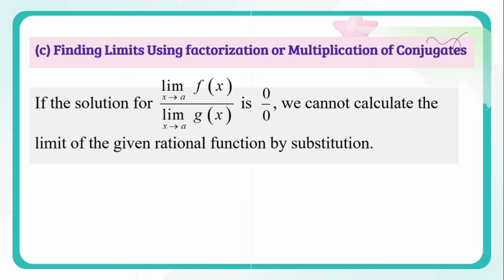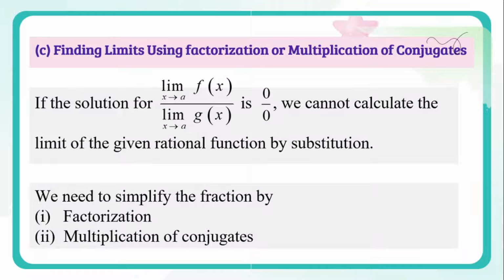If the solution for the limit of f(x) as x approaches a over the limit of g(x) as x approaches a is 0 over 0, that means we cannot calculate the limit of the given rational function by substitution. So, what do we need to do? We need to simplify the fraction by using factorization or multiplication of conjugates. To understand more detail about this method, we look at examples 4, 6, and 7.